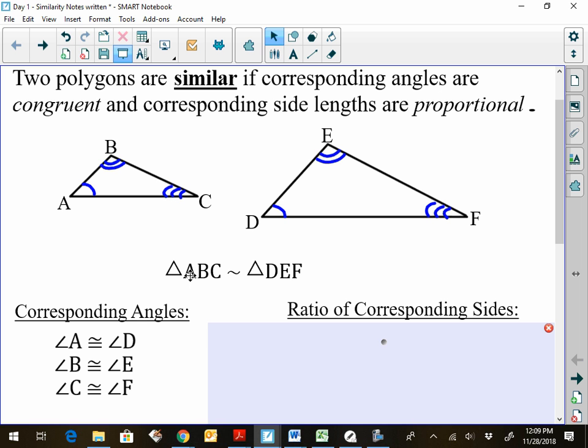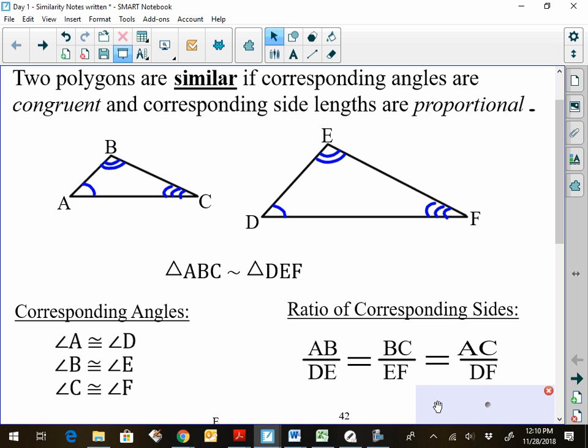So we would say the length of AB over the length of DE is equal to the length of BC over EF. So notice how we did the first two, the last two. Then we do the first and the last. So here is our definition of similarity. If we know all of this or some of this, it helps us to prove that two triangles are similar.